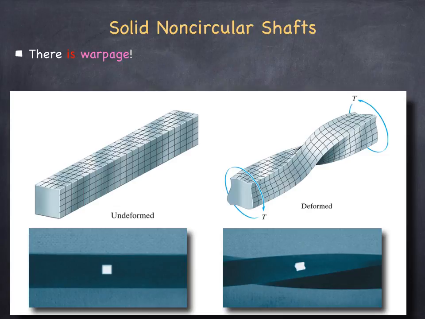If you take the same sort of illustrated rectangular shaft, or a shaft with a square cross-section, and paint a white square patch on the side of it and apply torque, you see that the edges get warped. These deformations, these warpages, can no longer be ignored. They actually contribute significantly to the solution.